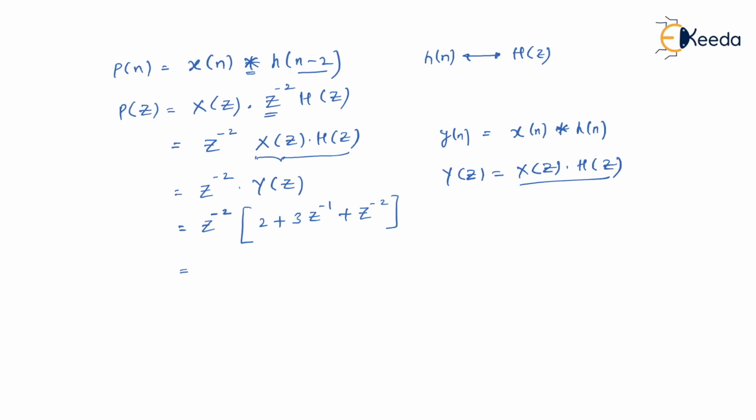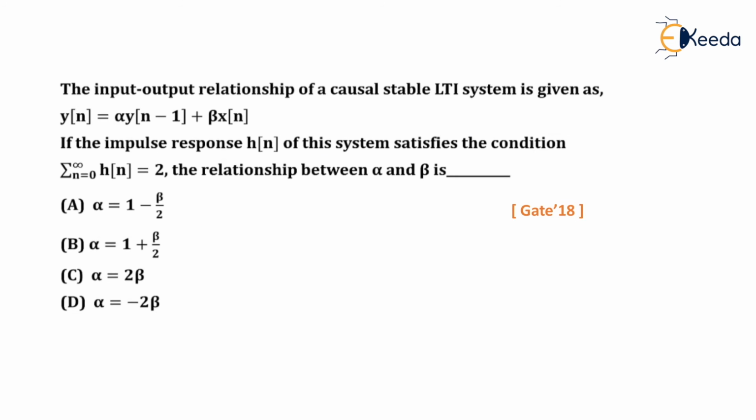Let us expand this. You'll get 2z to the power minus 2 plus 3 z to the power minus 3 plus z to the power minus 4. And if you see carefully, it is option D. So what they were asking you for, P(z), now we have P(z) with us. Is that right? Let us start with the last problem.